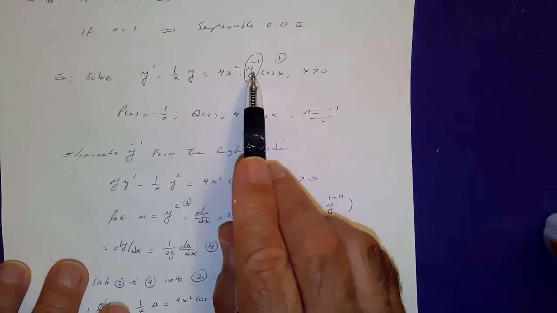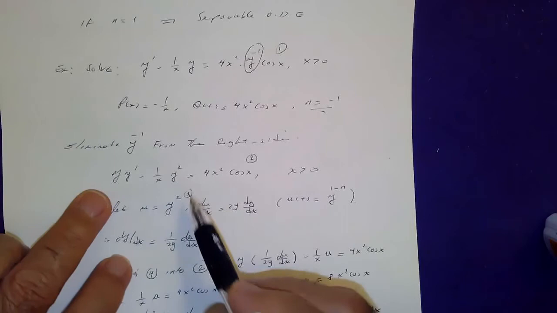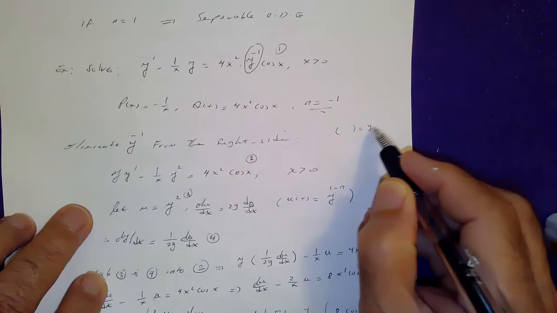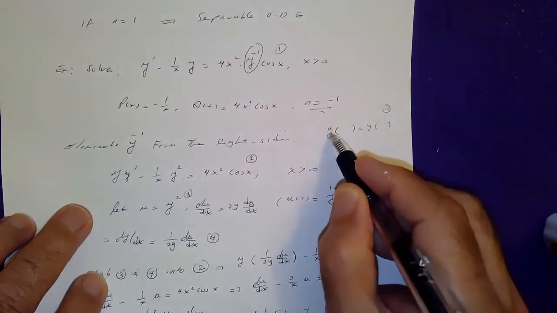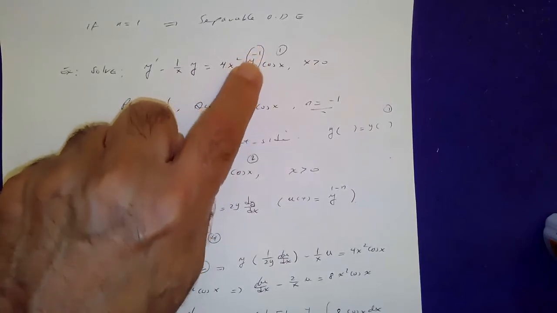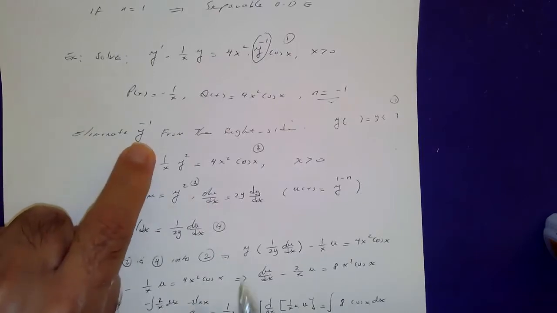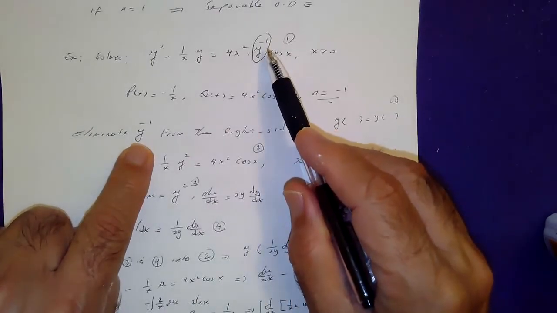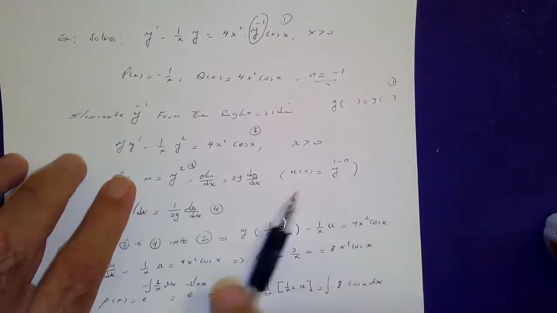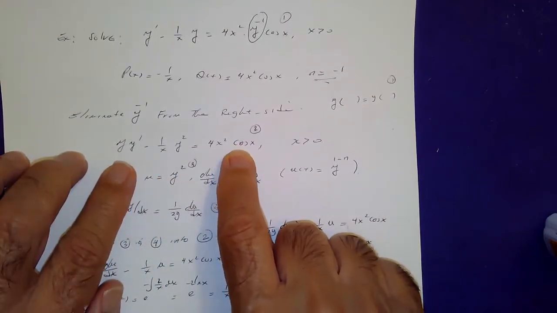So how do you do this? First thing first, eliminate this guy. How? Multiply both sides by y. In other words, multiply both sides of equation number 1 by y, because y times y to the negative 1 will eliminate y to the negative 1 on the right side. So the idea is to eliminate this y to the n on the right side of the equation right away. Once you do that, then you get this.